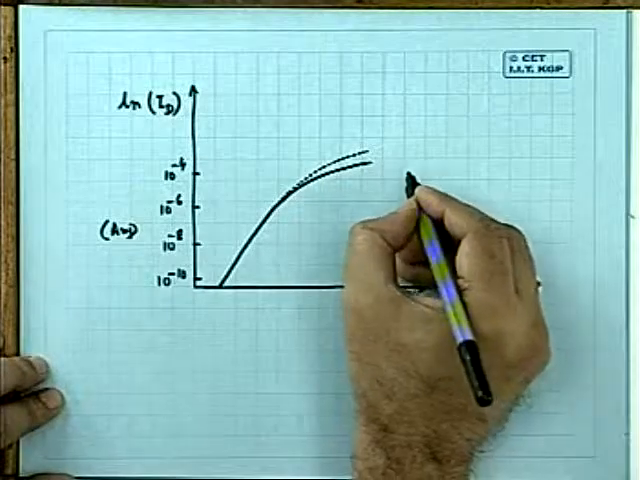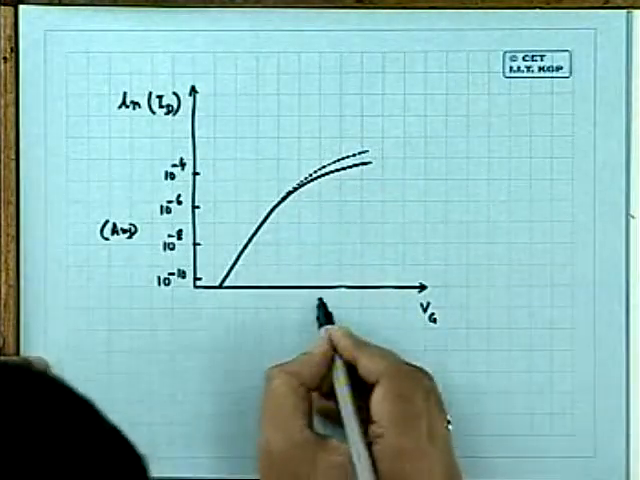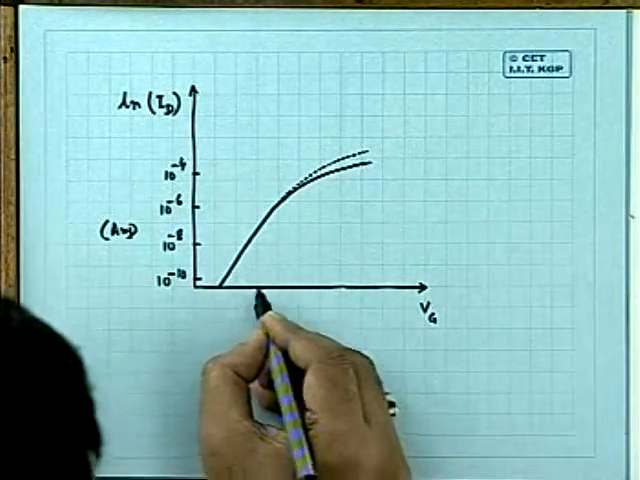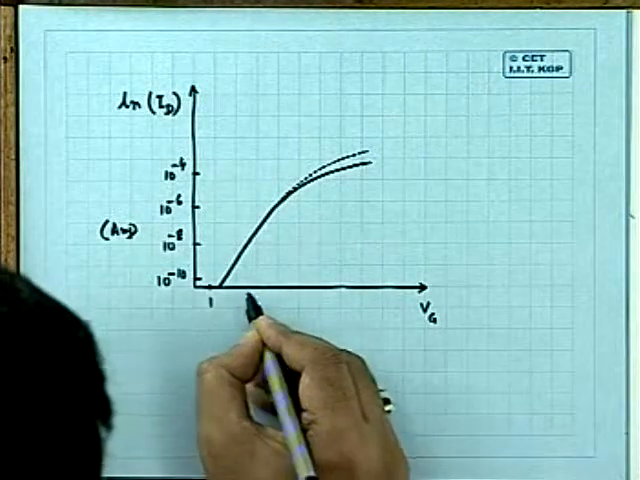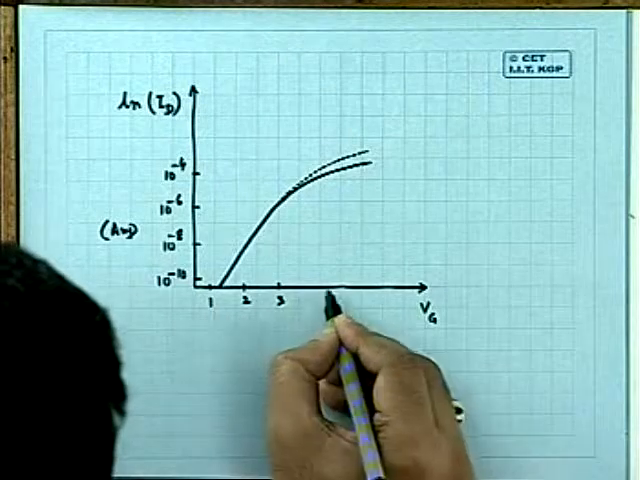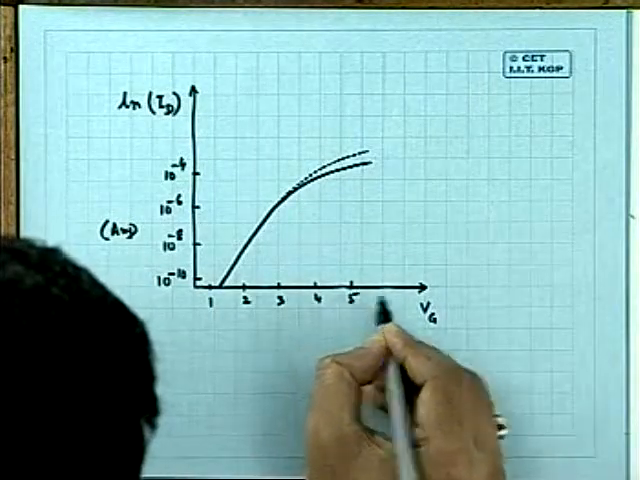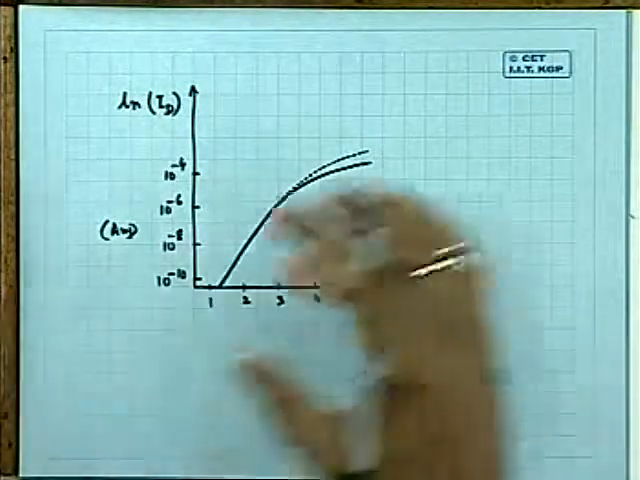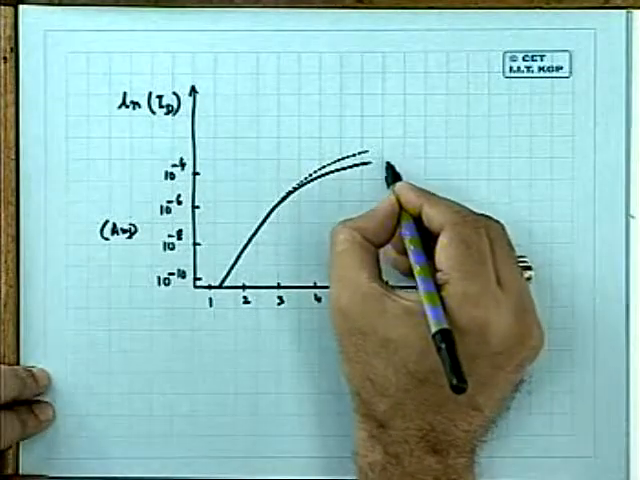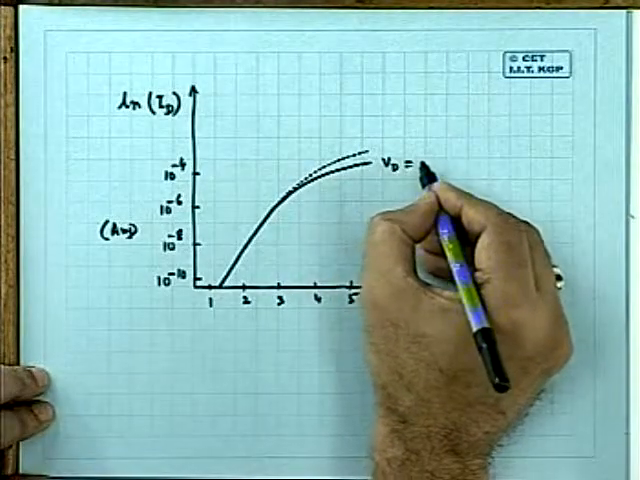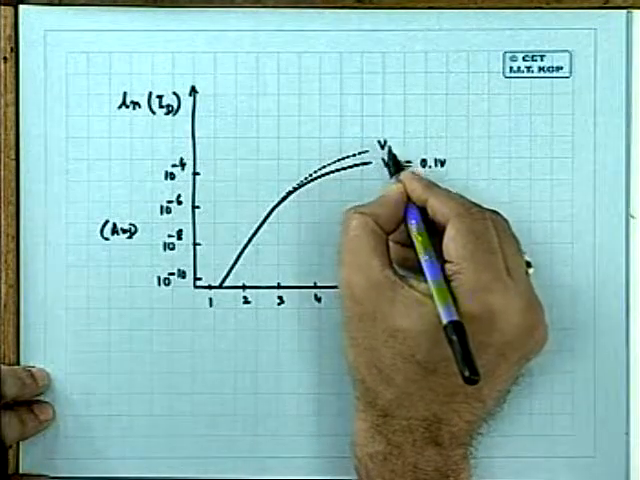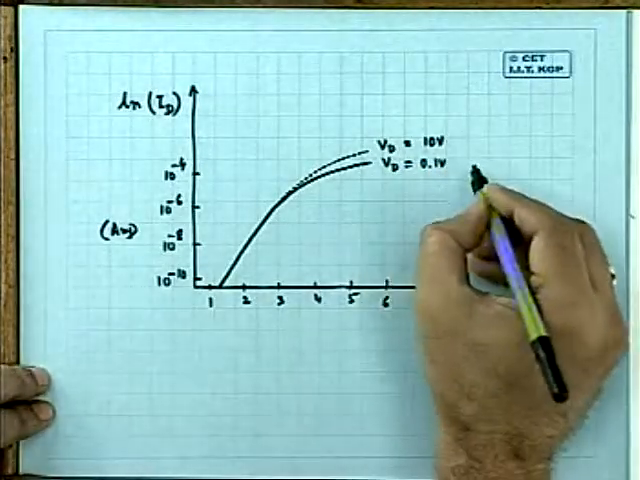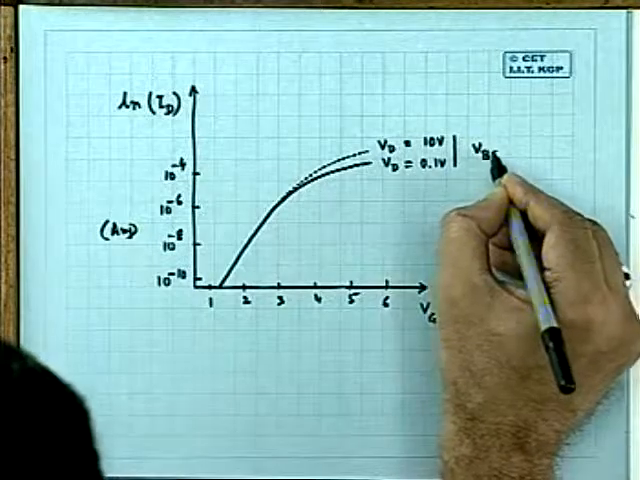This may be for Vd is equal to some voltage. I am not giving some scale. It is maybe 1, 2, 3, 4, 5. A very typical case. You can have your actual computation, but this is a very typical thing I am telling you. There's some idea. This may be Vd is equal to 0.1 volt, whereas the other curve is Vd is equal to maybe even 10 volt. And for this, I have assumed Vbs is equal to 0.